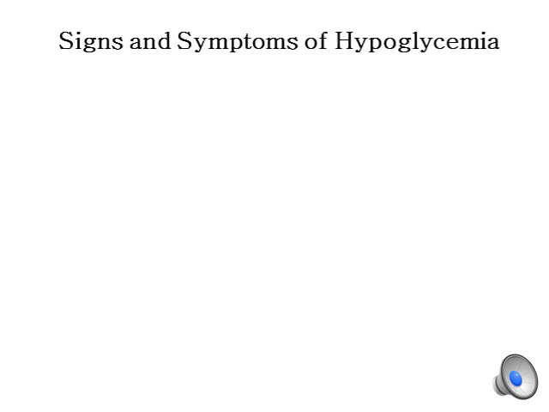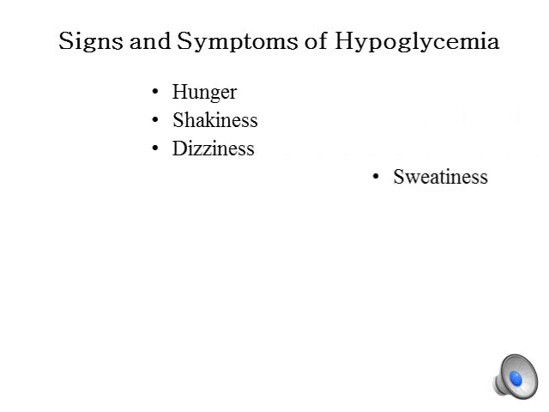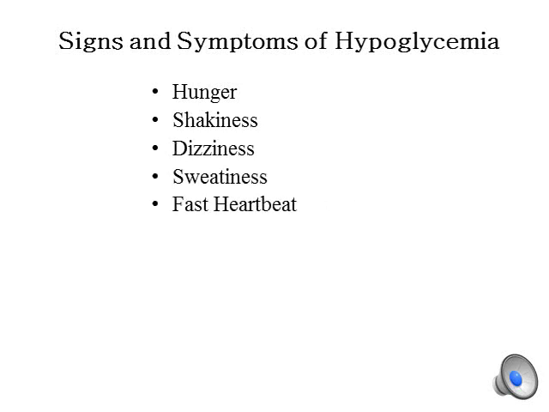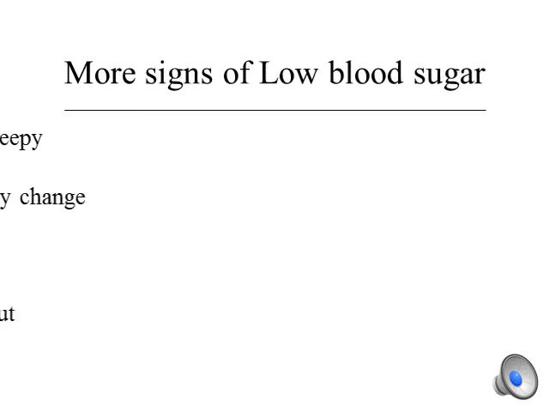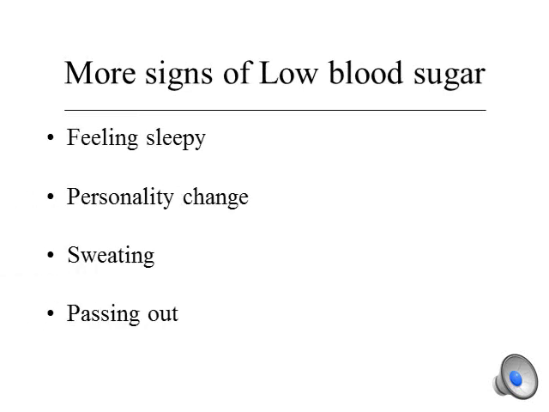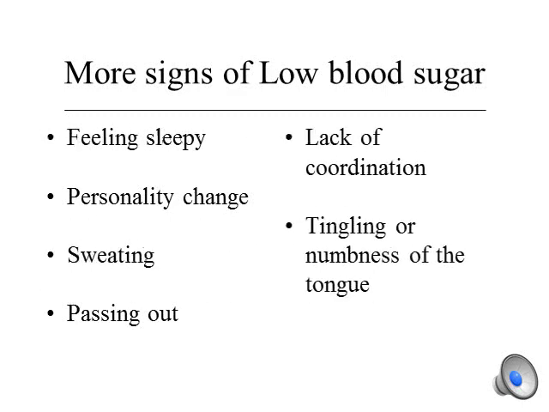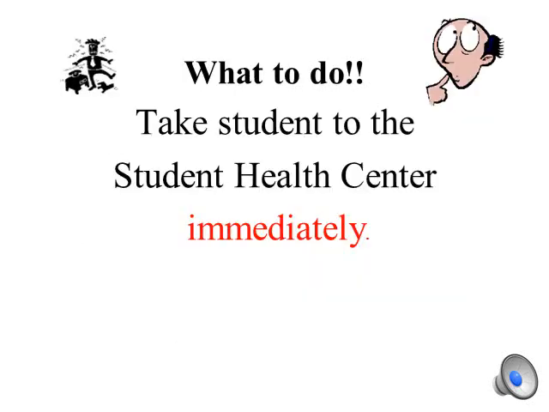Signs and symptoms of hypoglycemia: hunger, shakiness, dizziness, sweatiness, fast heartbeat, drowsiness, feeling irritable, sad, or angry, nervousness, and pallor or body color. More signs of low blood sugar: feeling sleepy, personality change, sweating, passing out, lack of coordination, tingling or numbness of the tongue, seizure. What to do? Take the student to the Student Health Center immediately.